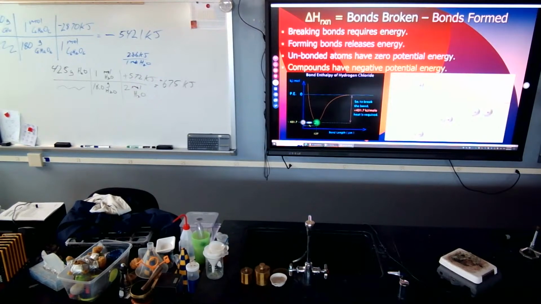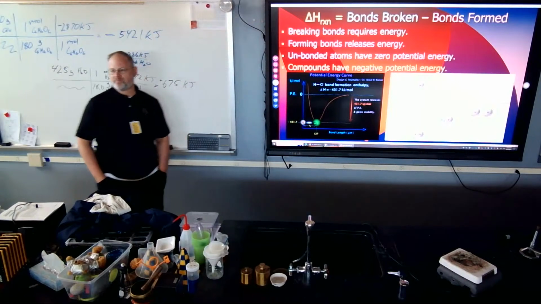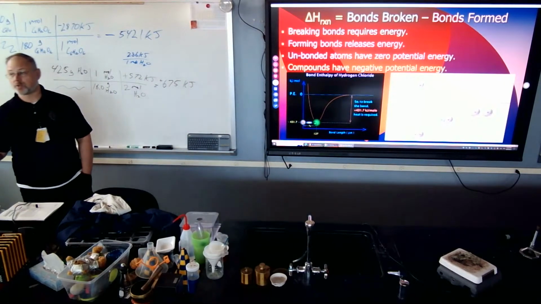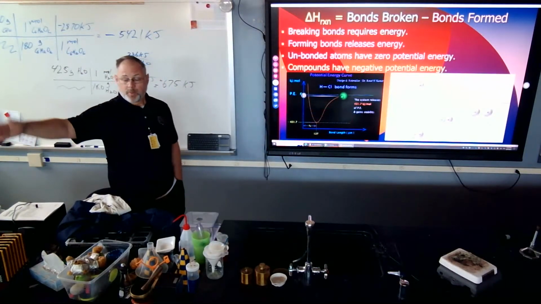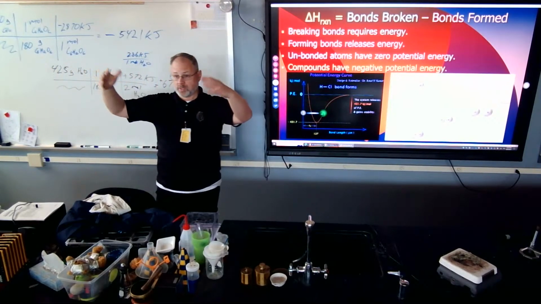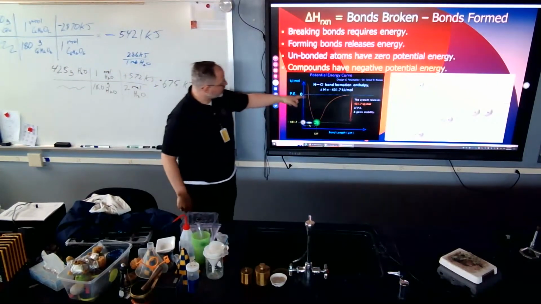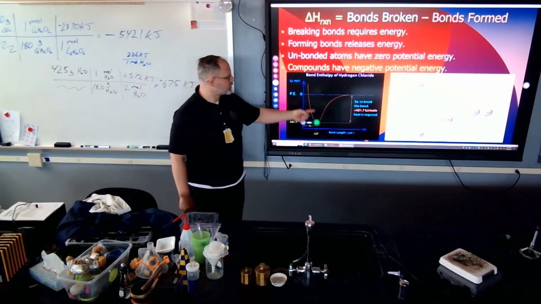So unbonded have 0, so that means bonded have like negative? Negative. Oh, okay. And that's just one of the weird things that chemistry does. We had to basically create an arbitrary value from which everything else is going to get measured. So we say an unbonded atom has 0 joules potential energy. Bonded, lower. So when that bond forms, it releases energy of this value. When we break the bond, it is going to require energy of this value.